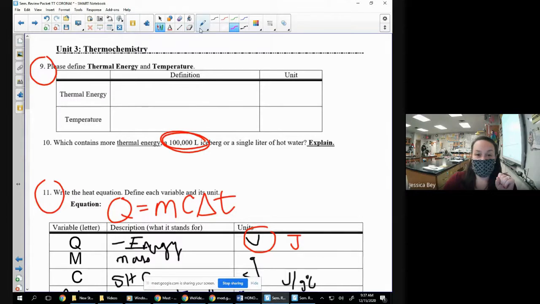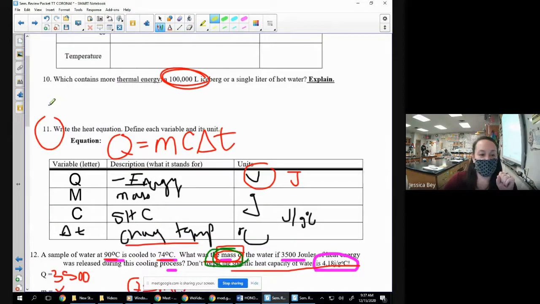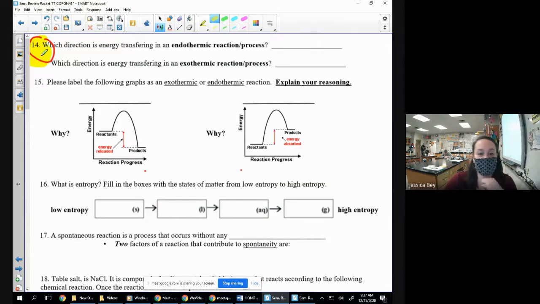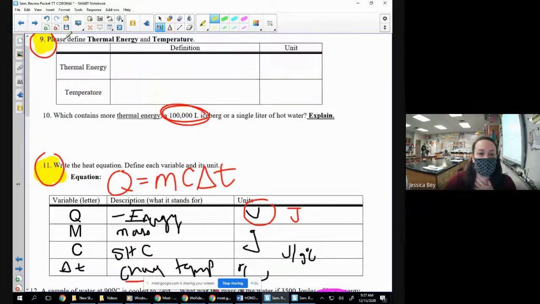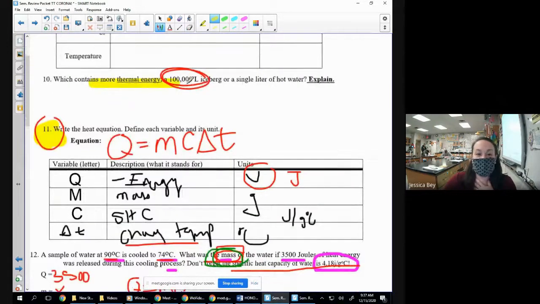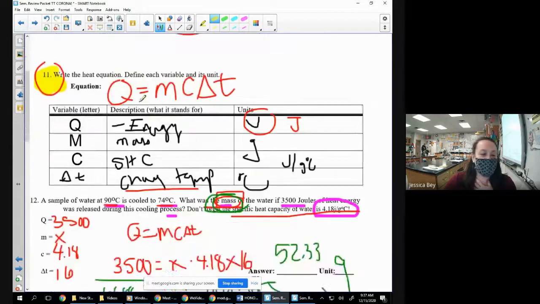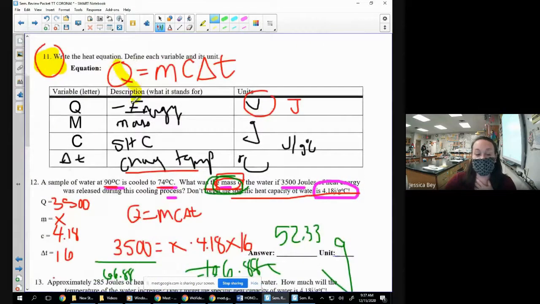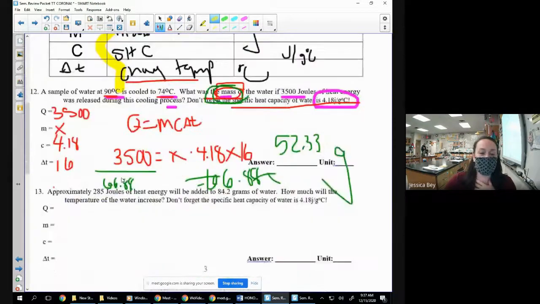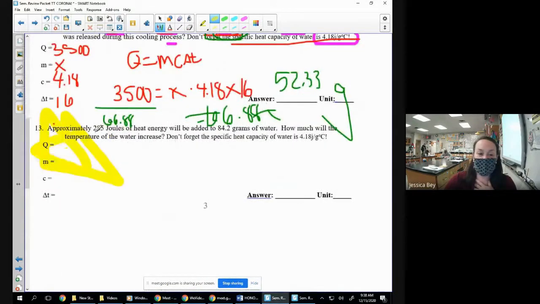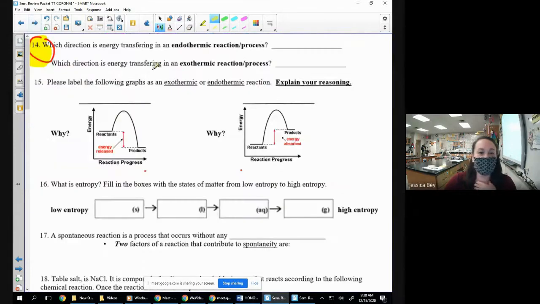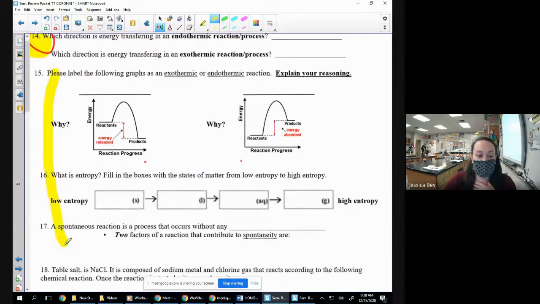Today's lecture questions, if you would like, use 9 and then 11, and there are some questions off of 14 as well. So thermal energy, temperature, which contains more thermal energy, that's a good one to do. I did one of these examples in class, so make sure you can do the heat equation, make sure you can do some math. I'm guaranteeing you there is a math question on there for Q equals mc delta T. And then there will be something about spontaneity, entropy, all that kind of good stuff.